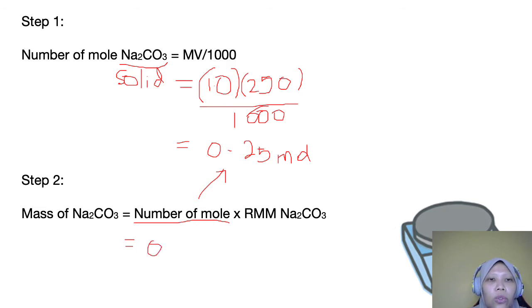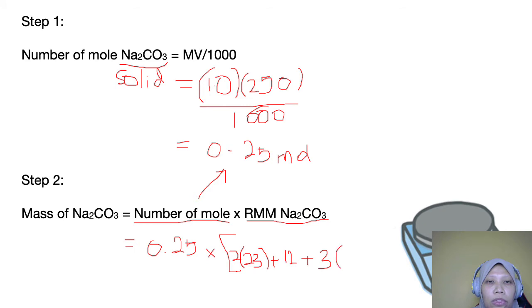So masukkan dalam formula 0.25 kali RMM bagi sodium carbonate. Okay, so saya harap semua orang boleh ingat how are we going to calculate the RMM. So sodium ada 2, Na2 kan. So 2 kali 23. Pergi cari RAM bagi sodium, boleh tengok dalam your periodic table. Okay, and then campur dengan RAM bagi carbon, which is 12. Lepas tu campur dengan 3, oksigen ada 3 kat sini. So 3 times oksigen 16. Sorry lah, tulisan tak cantik.